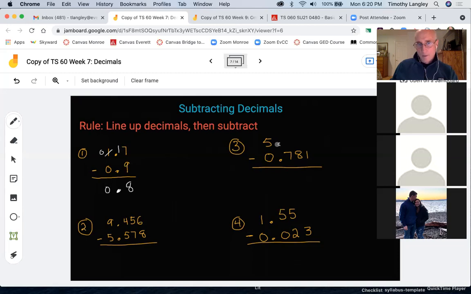I'm going to put a decimal where it would be after the whole number. I'm going to put a decimal in the answer. And then here's what I would do, okay? I would fill in zeros here. I'm going to put my zeros here.